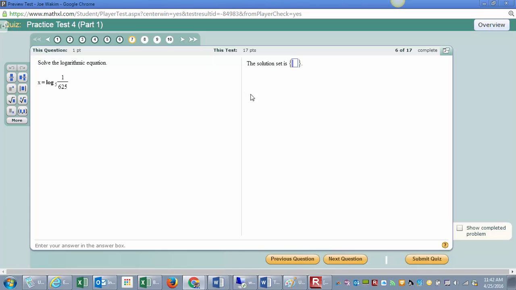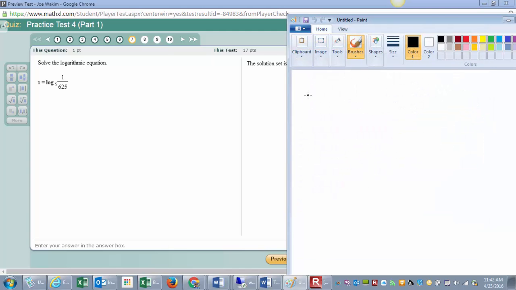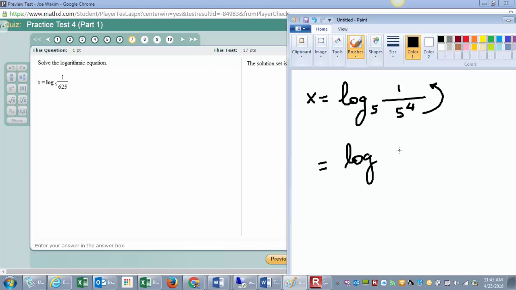Number 7, the solution set. How do we solve this without using a calculator? Let's see if we can do it without a calculator. So x equals log base 5 of 1 over 625. Now what is 625? 25 times 25 is 625. So it's going to be 1 over 5 to the power 4. To move an exponent notation to the numerator, we have to change it to a negative exponent. So that would be log of 5 to the minus 4 base 5.